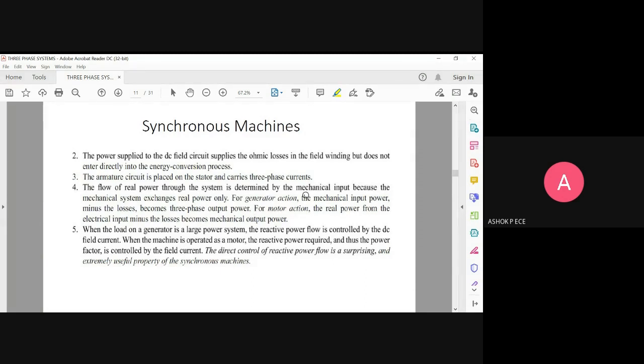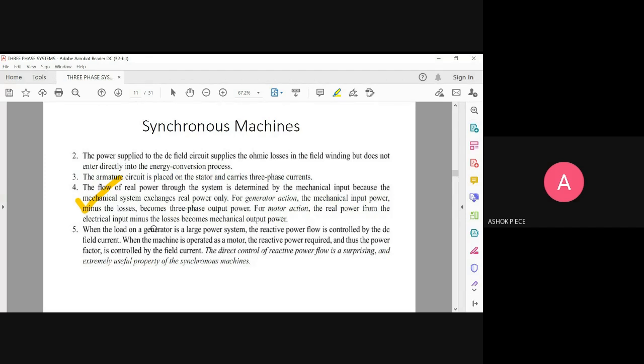So please be clear on the power relation. Always you have to subtract the loss to get the other power. In generator, input minus loss will be equal to output. In motor also, input minus loss equals output. In generator, input is mechanical, output is electrical. So the equation will be written accordingly. For a motor, the input is electrical and output is mechanical. The equation will be written accordingly. In that case, see, this is what is given in point number 4. Please spend time and read it correctly.